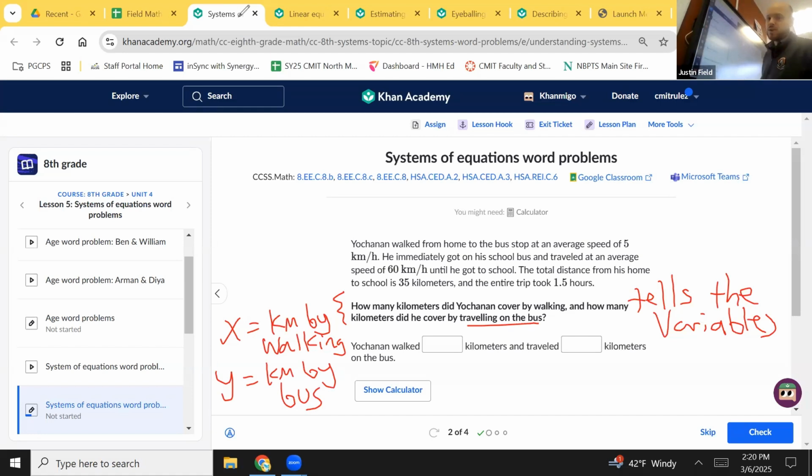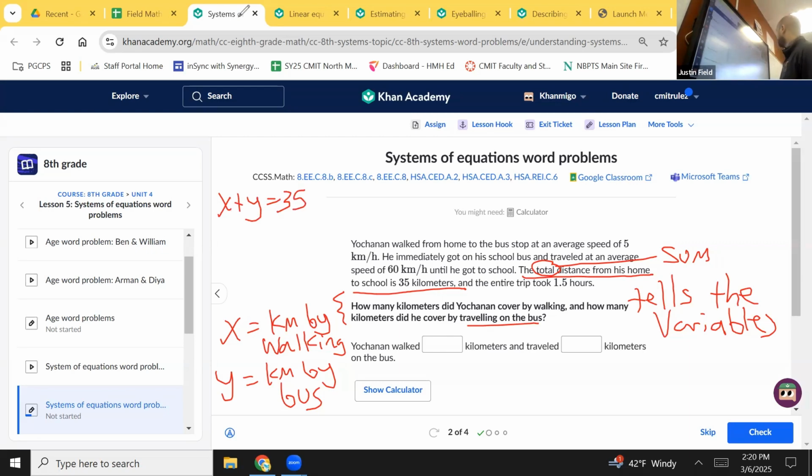We know a system of equations is two equations. So what do our equations represent? Well, we also see the total distance from his home to school is 35 kilometers. When I see that word total, I think sum, right? So we know that our variables represent distance, and the total distance is right there. So that means x plus y equals 35.